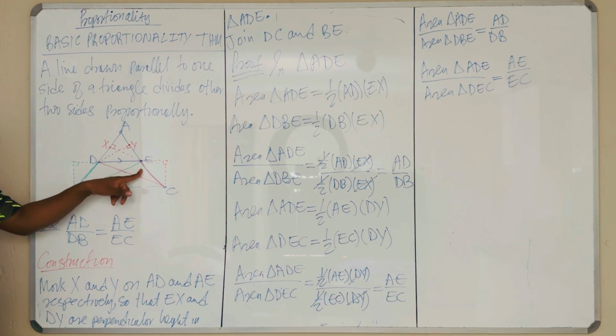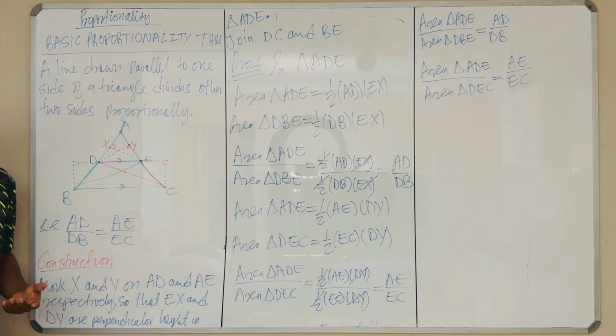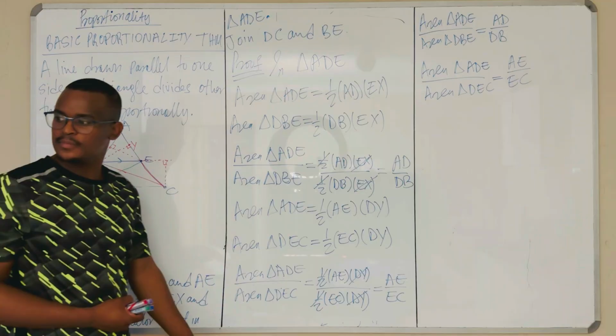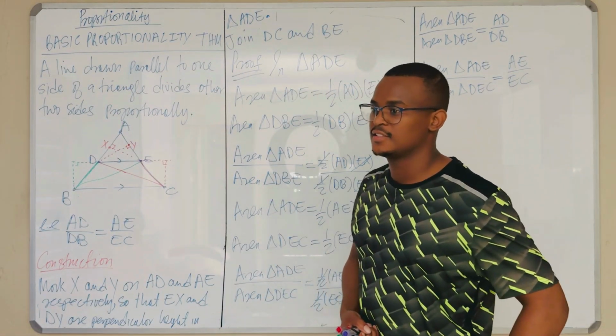Yes. Because they share the same base and they have the same perpendicular height. So which means if you say half base and perpendicular height for the red and green, they are going to come out the same. Yes. That's the end of the proportionality theorem. I'm not sure if you understand what I'm trying to say.